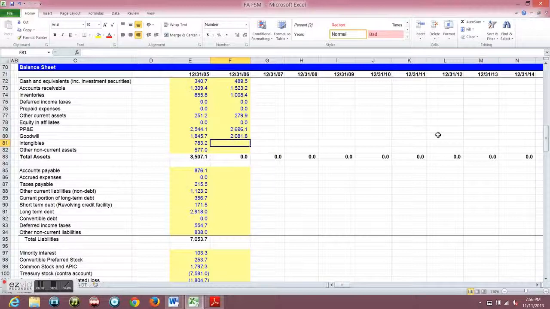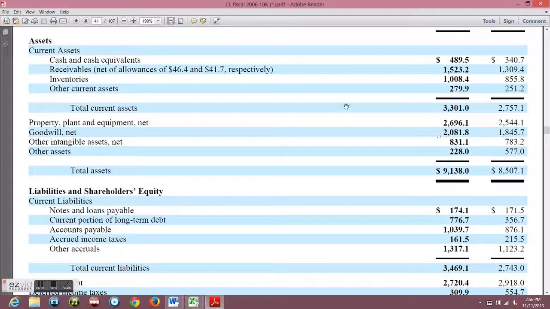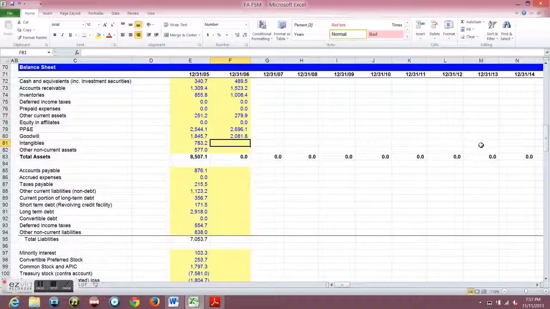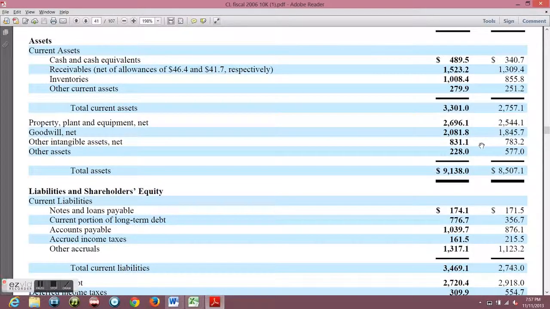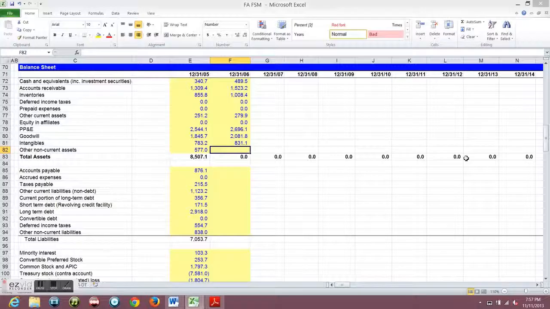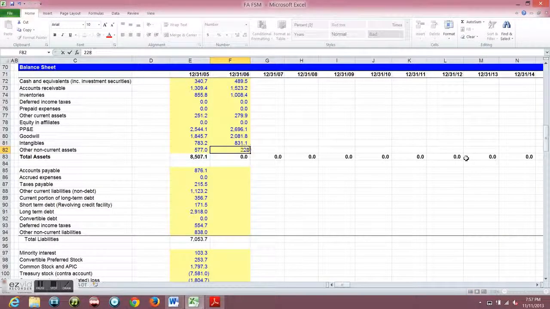Intangible assets. Other intangible assets, net, is going to be 831.1, and your other non-current assets is going to be 228. And as you can see, whenever this is supposed to calculate but it doesn't, just press F9 and it manually calculates it for you. This happens sometimes if there's a circular error, which there is, which I need to solve later on. But yeah, so our total assets are this.